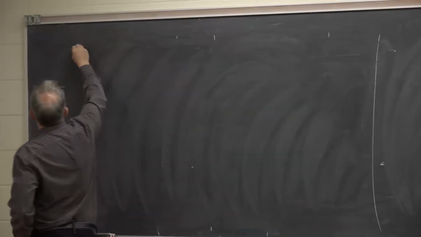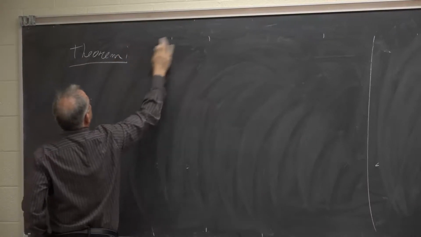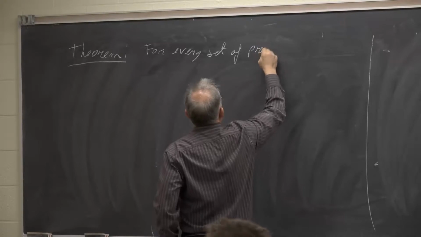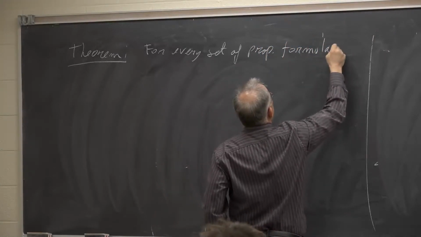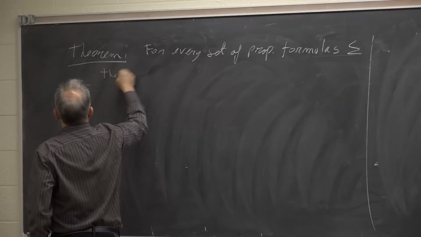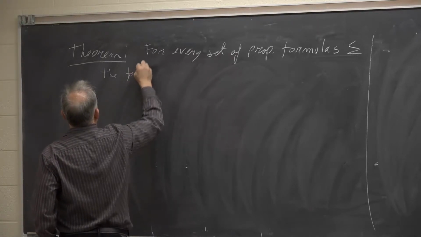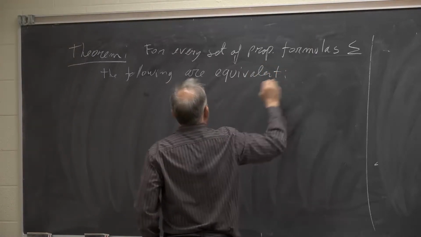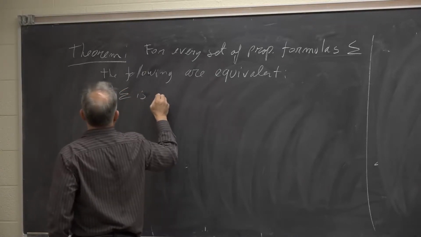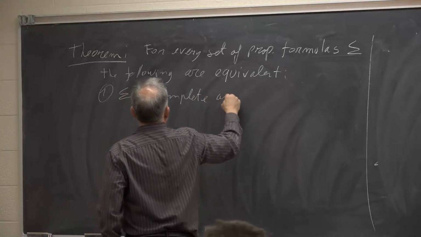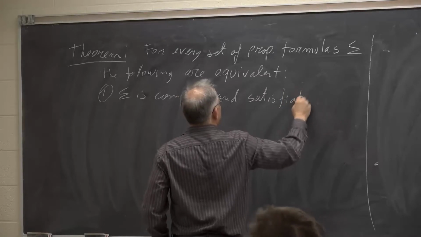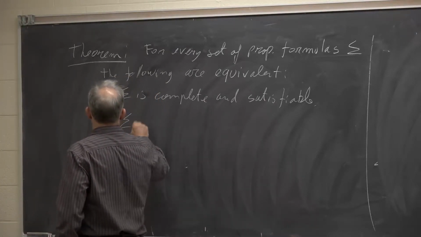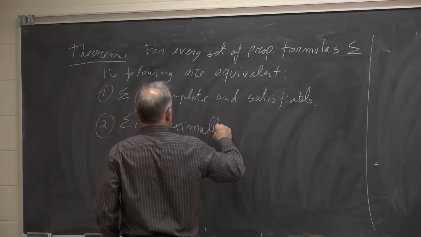So we have here a theorem that says for every set of propositional formulas sigma, the following are equivalent. One, sigma is complete and satisfiable, and two, sigma is maximally satisfiable.